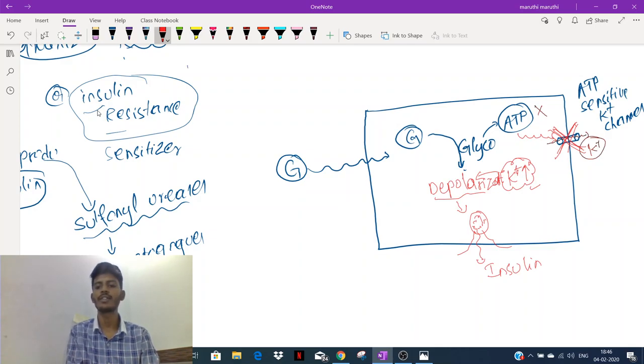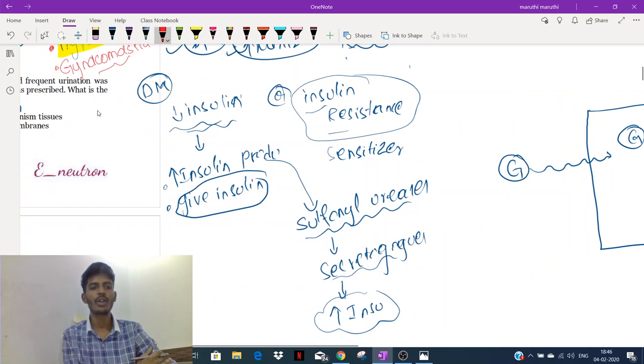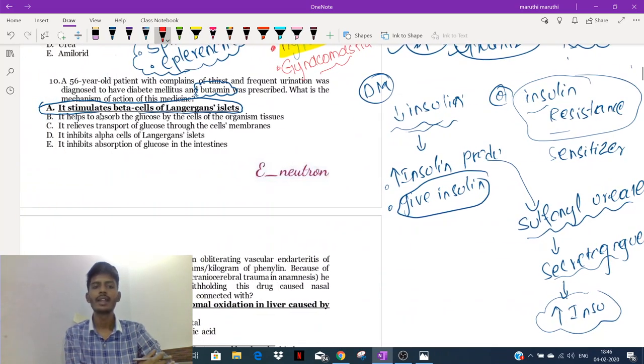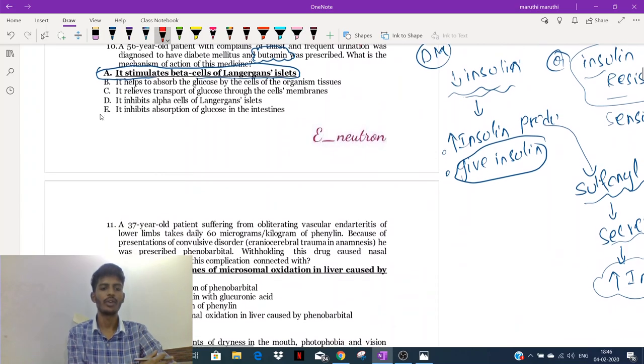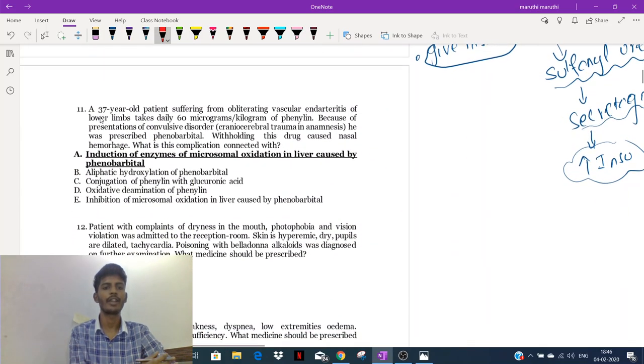So this is a beautiful process, how our insulin is produced. Okay, so this is the story of our 10th question. Now let's go to the next question. Now the next question is not much of written explanation.